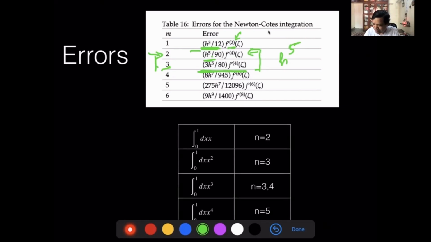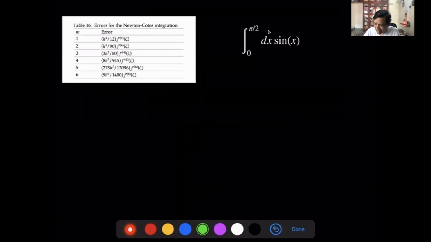Now my time is running short. So how many n's do I need for computing this integral exactly? If I want linear, then I need 2 points, x squared 3 points, x cubed I can manage with 3 points or 4 points. Both will give exact. And x5, I need n equal to 5. So this just follows from this table and the theorem which I showed you.